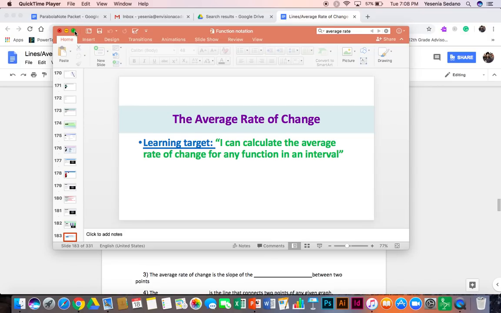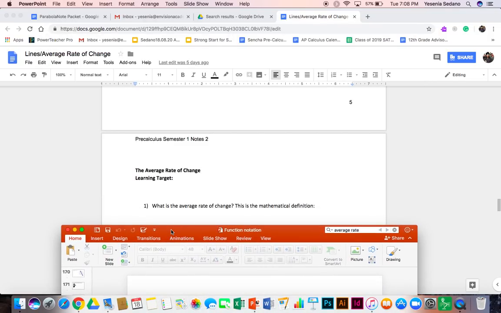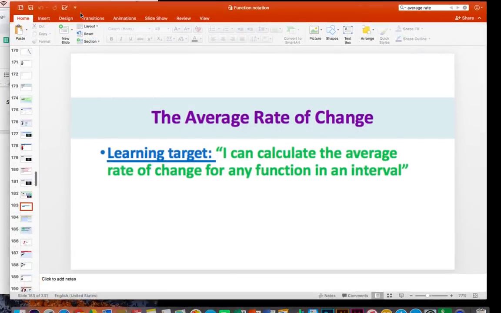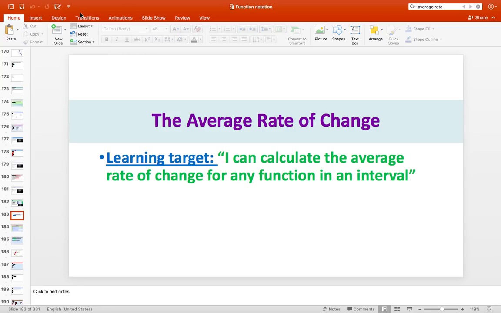Today's video notes are on the average rate of change. In your notes, this should be page 6. So you are on page 6 in your note packet. The learning target is I can calculate the average rate of change for any function in an interval. So we're going to talk about what the average rate of change is.